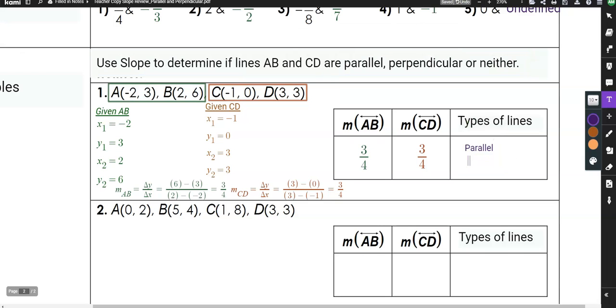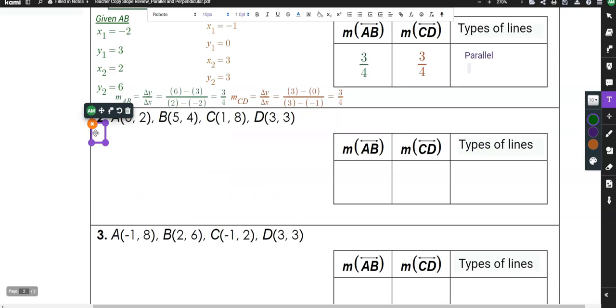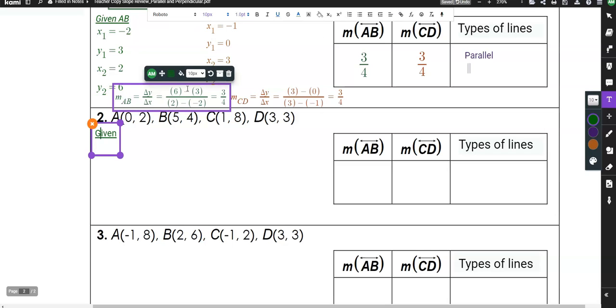Here we go. Moving along to number 2, we're going to go ahead and list our givens. And again, we're going to use AB. So this is going to be the given for AB.